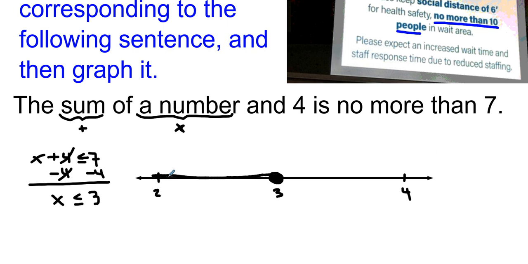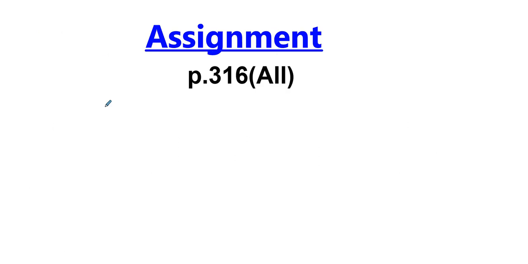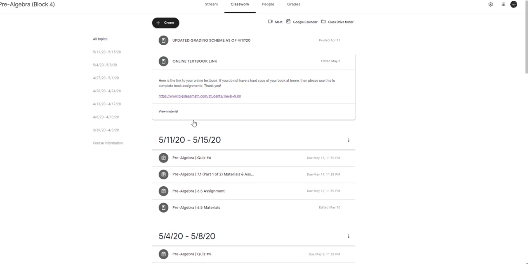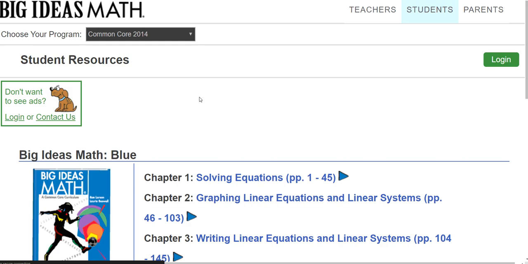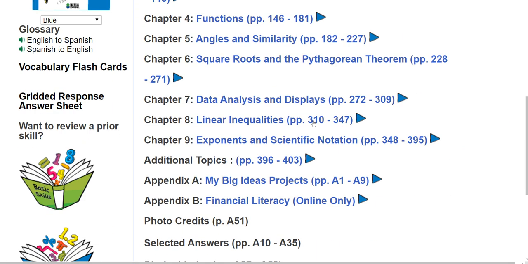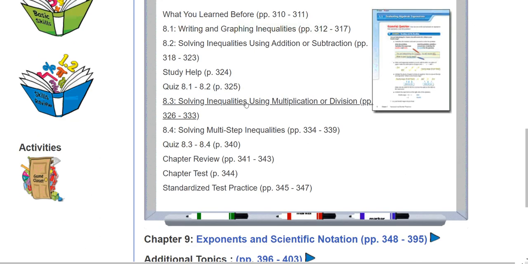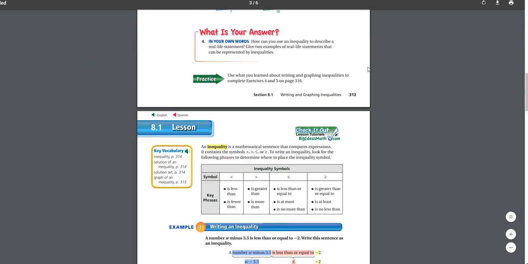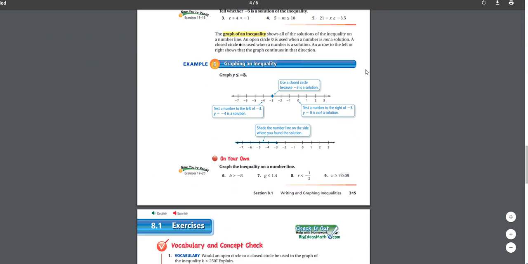And there we go. All right, so your homework is page 316 all, and I do want to go through some of those with you. So going to online textbook here, page 316. Here we go. All right, page 316, you have to do all of these, which is a total of 21 questions.